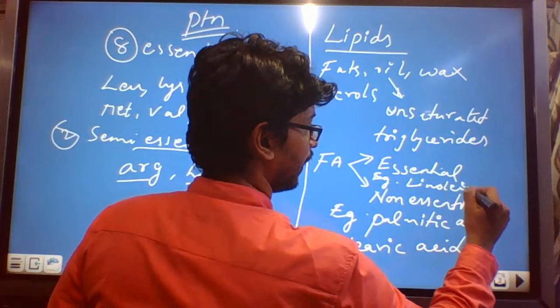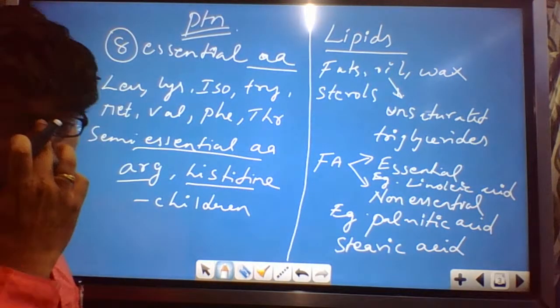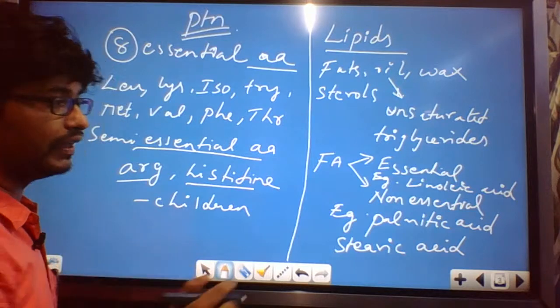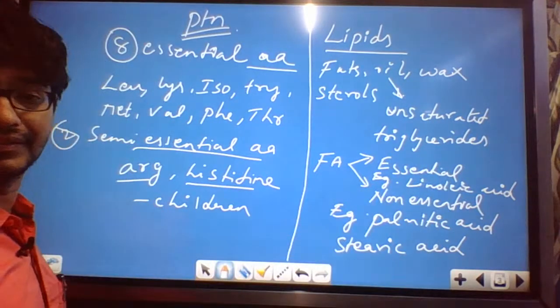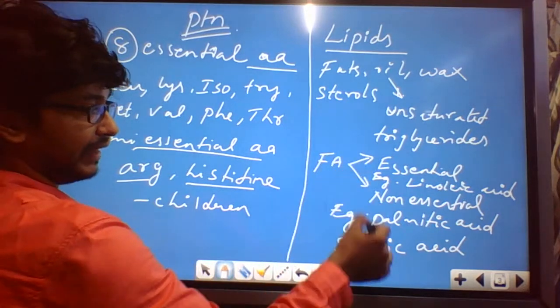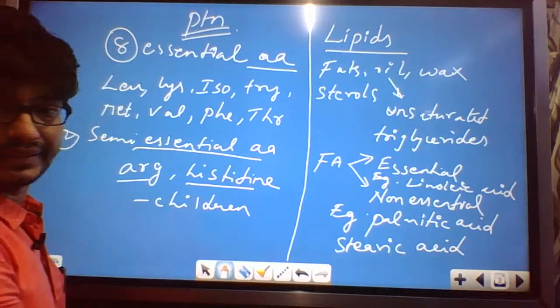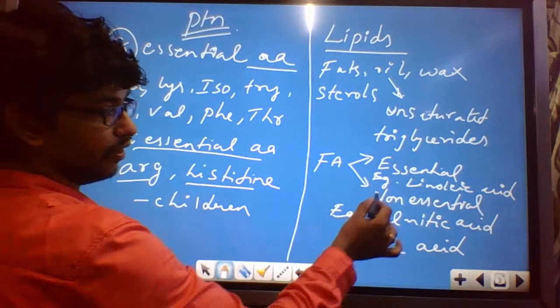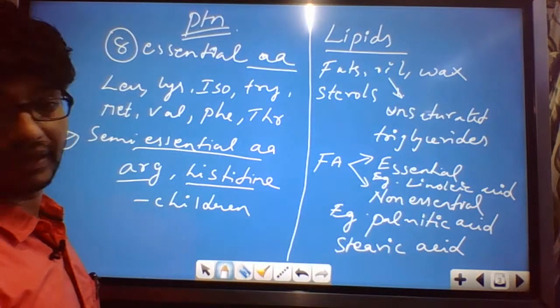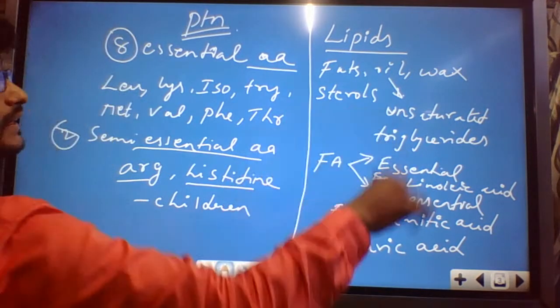Linoleic acid நீங்க எடுக்கிற அந்த sunflower oil, linseed oil, இந்த மாதிரி சமைக்கிறதுக்கு யூஸ் பண்ற ஆயில்ல அதிகமா இருக்கிறது linoleic acid actually, right? So the fatty acids again can be classified into essential fatty acids and non-essential fatty acids. Essential: linoleic acid. Non-essential fatty acids, example palmitic acid and stearic acid. Okay, so this is about the lipids.